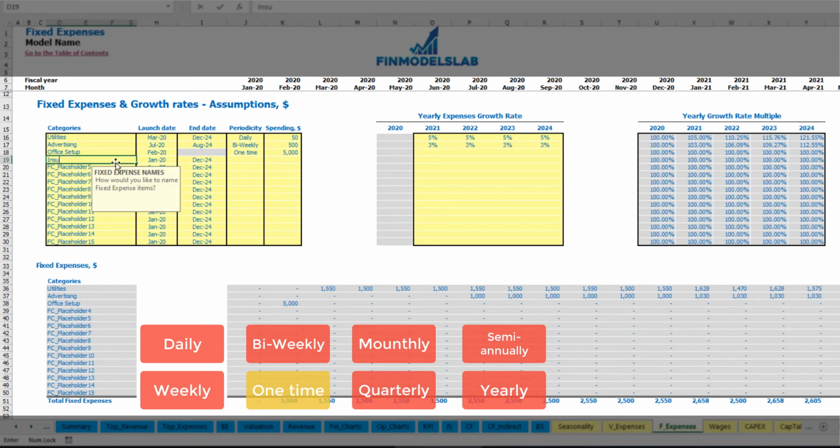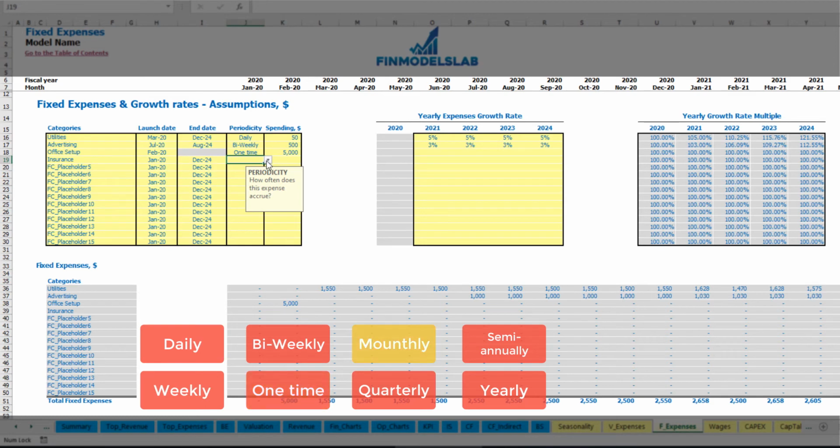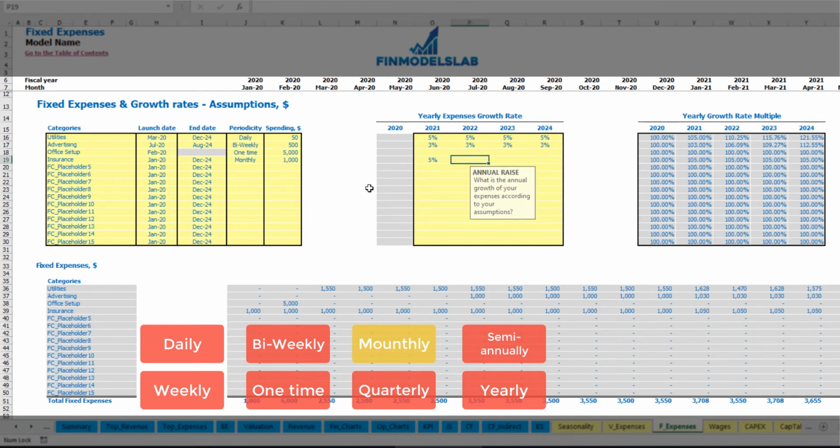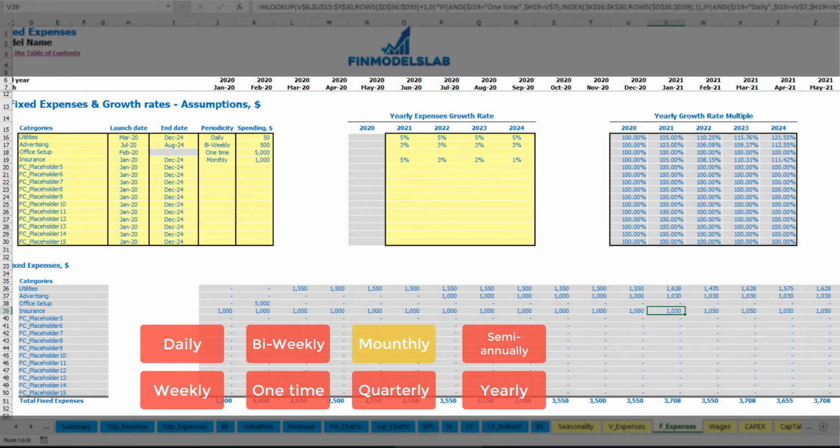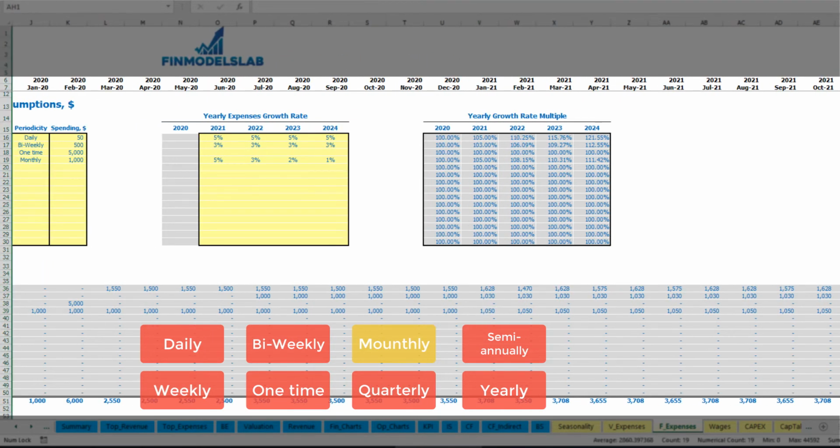Another option, insurance. Let it start from January 20 till the end of the model, and it can happen monthly with $1,000 per month, with 5% of growth the first year, 3% of growth the second year, 2% of growth the third, and 1% year number 4. So you may see this calculation here. Starting from January 21, it will grow by 5%, which is $50. And starting from January 22, it will grow by 3%, which is additionally $32.